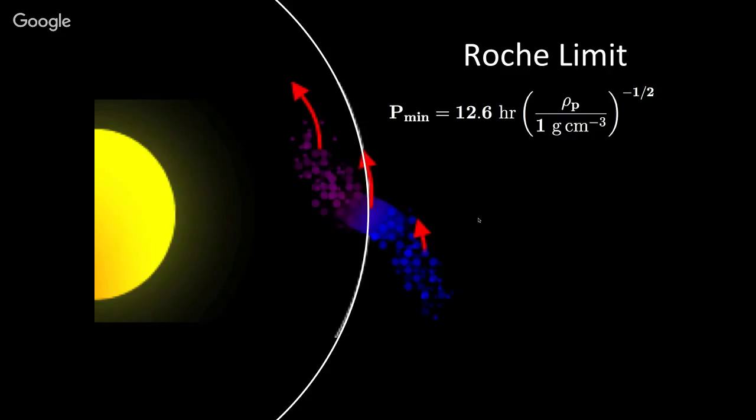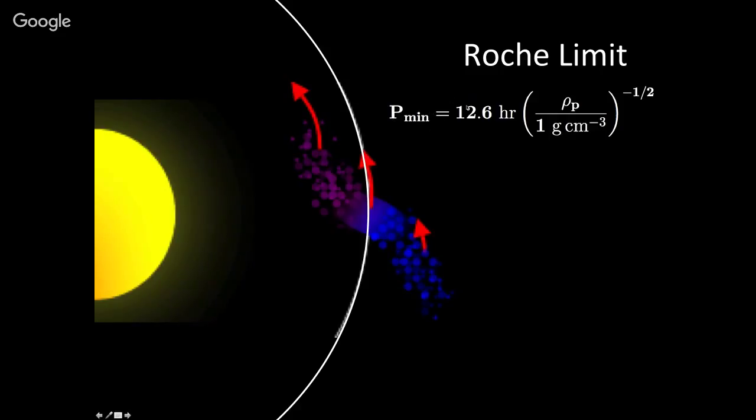Now, this limiting orbital period or orbital separation, where tidal forces begin to overcome the self-gravity of the planet, is called the Roche limit. And when expressed in terms of orbital period, it just depends on the planet density in this way. So, as you can see, since the minimum orbital period varies as planet density to the -1/2 power, more dense planets can survive towards shorter orbital periods.